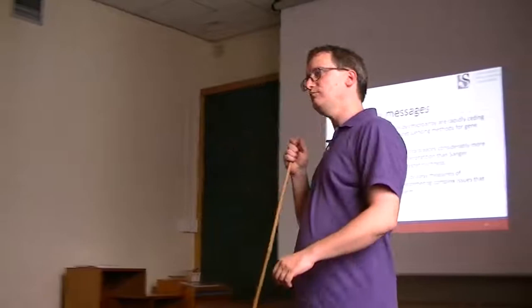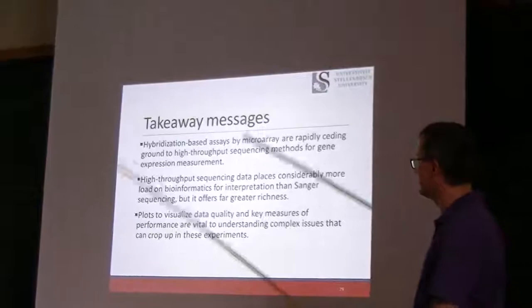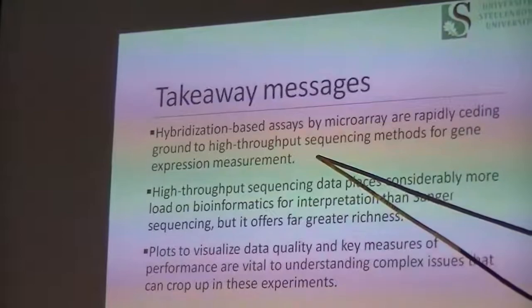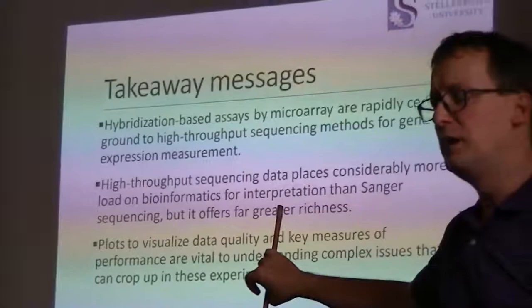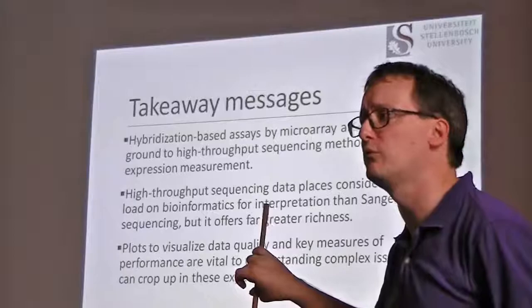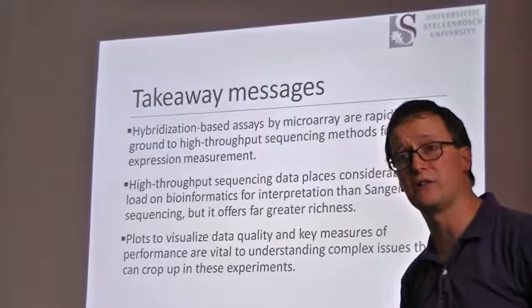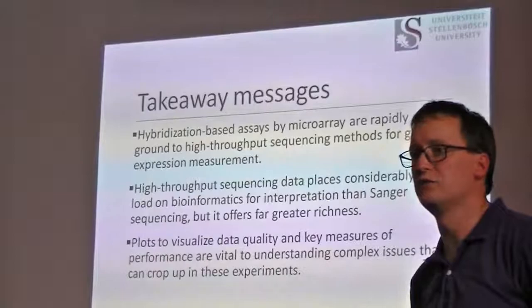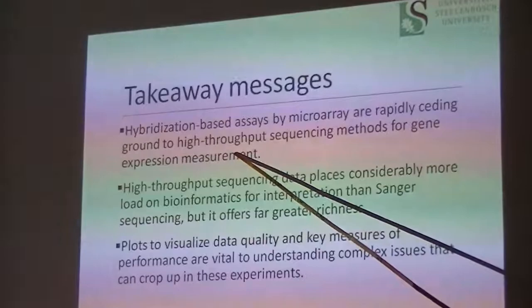We have some takeaway messages because every lecture must have its takeaway messages. So first, hybridization-based arrays, or microarrays, are rapidly ceding ground to high-throughput sequencing methods for gene expression measurement. People want the ability to go hunting for novel details when they do their gene expression studies, and that means that as sequencing prices have dropped, people have fallen more and more readily into running those and making sense of those. That's not to say microarrays are going away. The sales in microarrays continue to grow, frankly. So I don't think that microarrays are going to go away. They're just not going to be considered as bleeding edge.